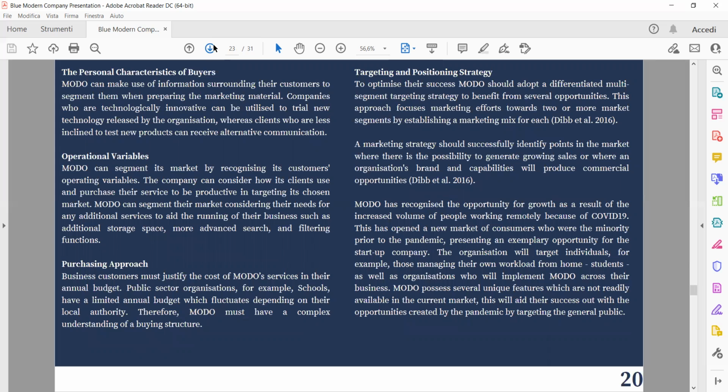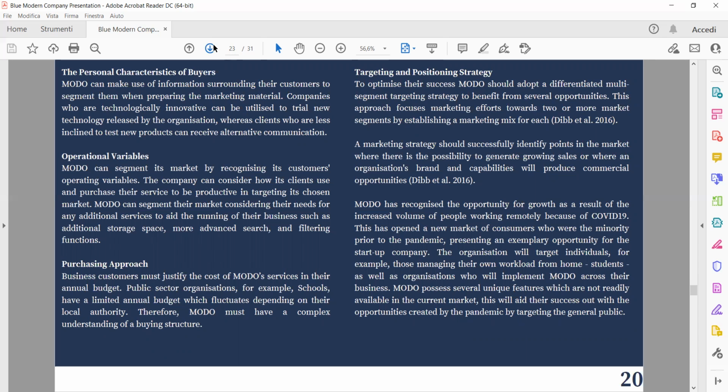Lastly, looking at the personal characteristics of the buyer, MODO can make use of information surrounding their customers to segment them when preparing marketing material. Customers who are technologically innovative can be utilised to trial new technology released by the organisation, whereas clients who are less inclined to test new products can receive alternative communication.